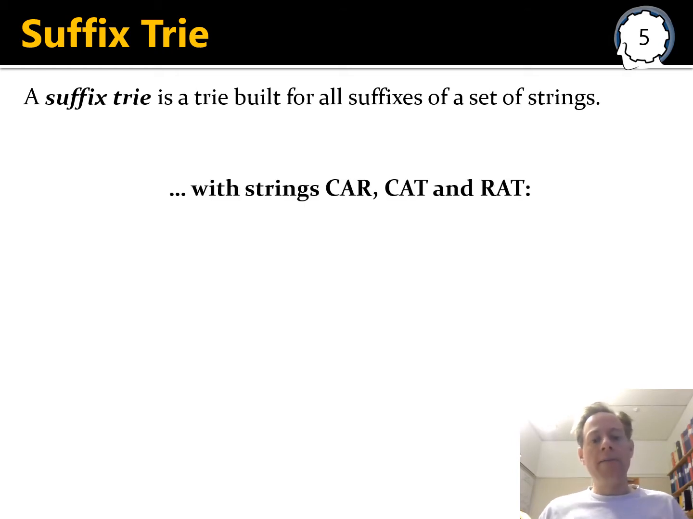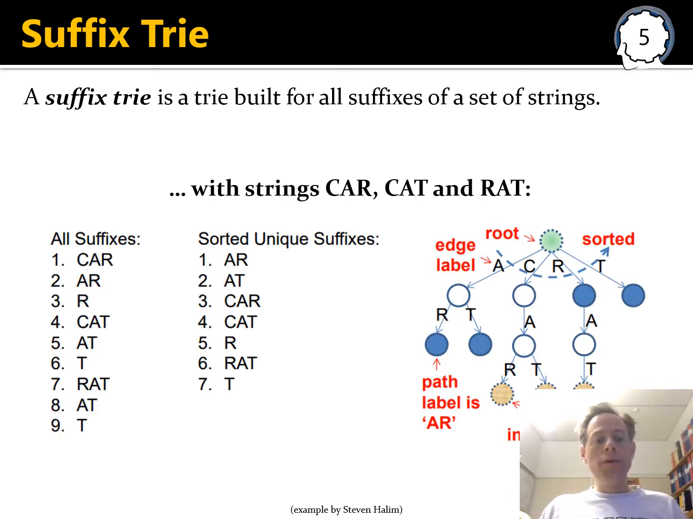So for example, if we have the strings car, cat, and rat, then all the suffixes of these three words are car, ar, r, cat, at, t, rat, at, and t. And if we then sort these suffixes and remove duplicates, we get a list of 7 different suffixes. And now we can build a trie based on these, using the same way as we did before.